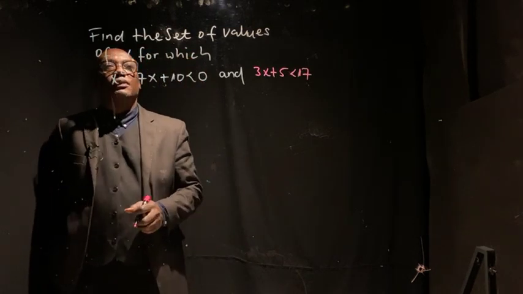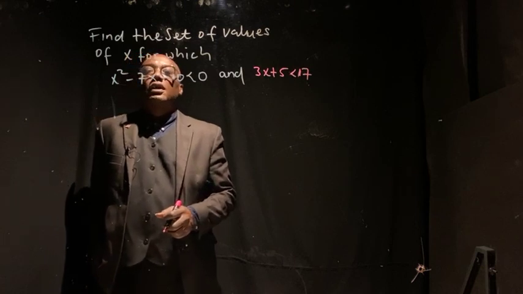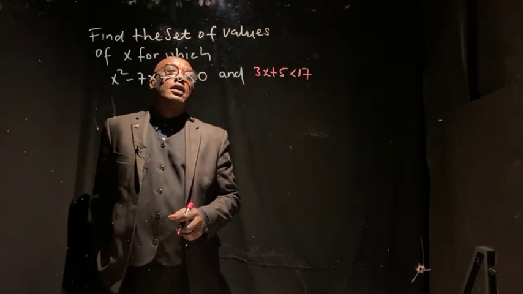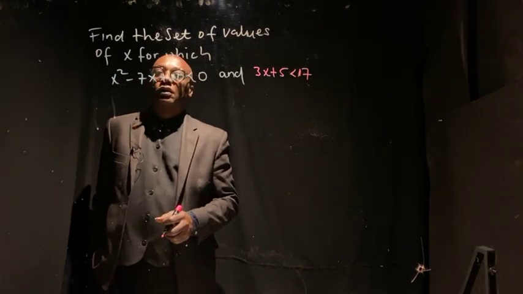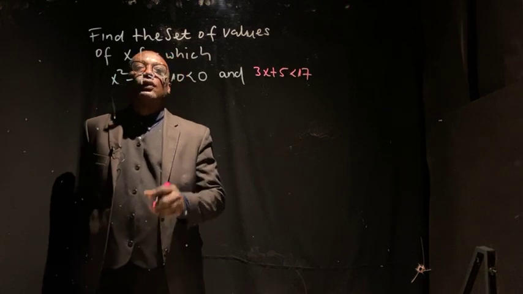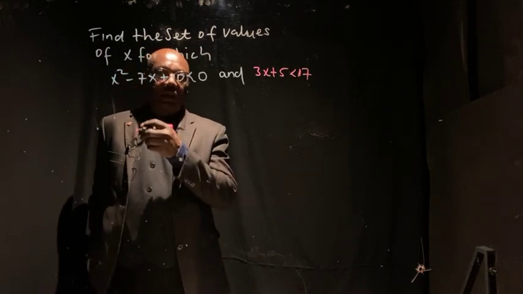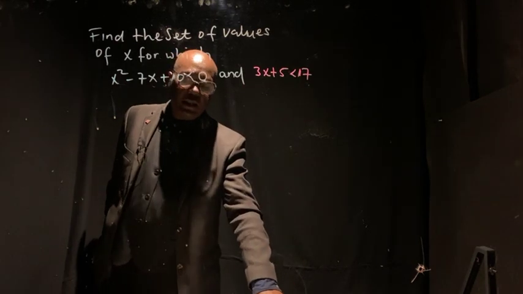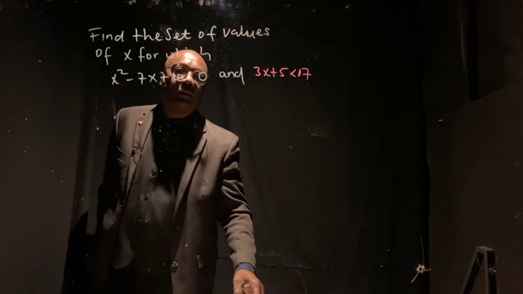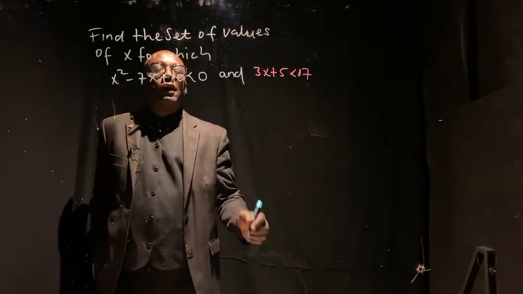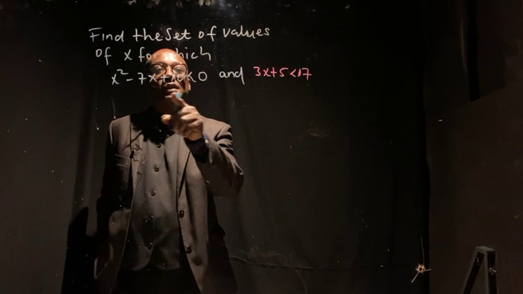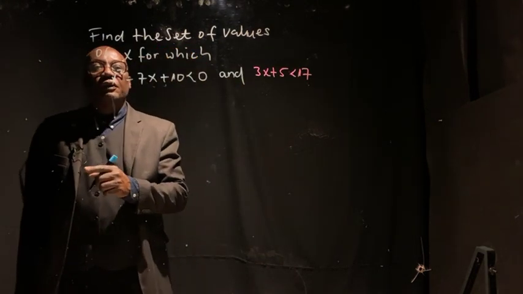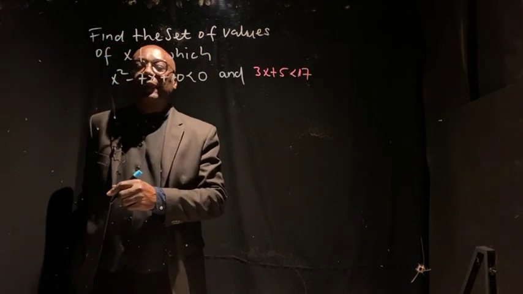In this question, it says find the set of values of s for which s squared minus 7s plus 10 is less than 0 and 3s plus 5 is less than 17. As we know, we will solve this systematically. In the first place, we will tackle this one. Secondly, we'll come back and tackle this one. Then analytically, we compare the values of s where overlap will occur between this inequality and that inequality. Just like the previous tutorial examples, it is almost the same.